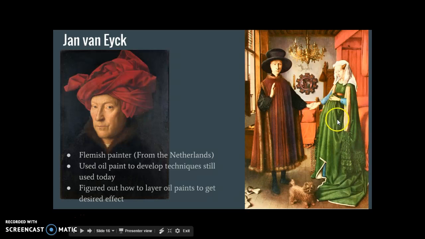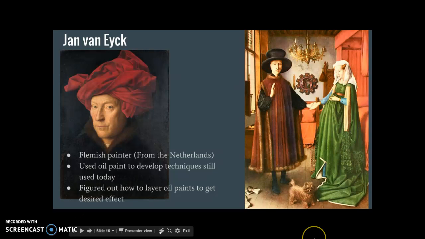Right in here where you can see the folds of her dress. This is how you can see that by layering the paints, he's able to create these folds. The difference in color, it's still green, but it's just a matter of how many layers of paint was applied there to get that depth in the fabric.